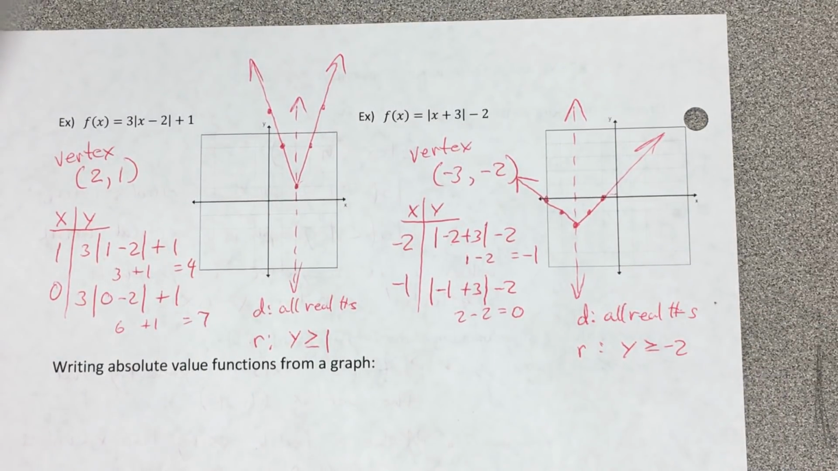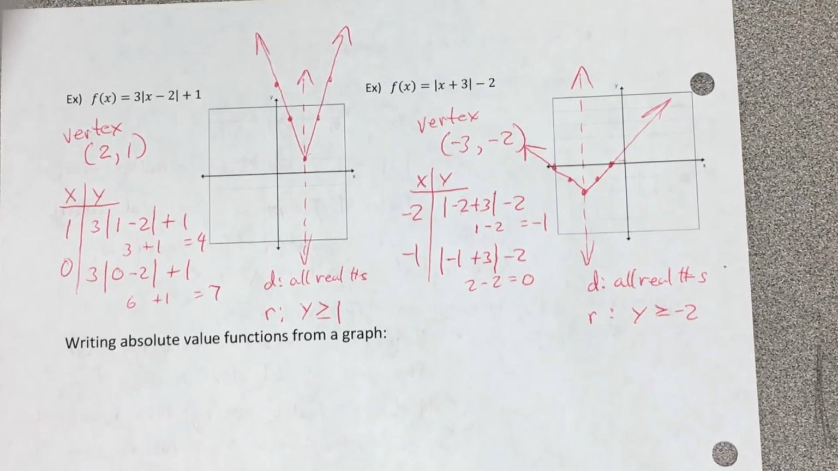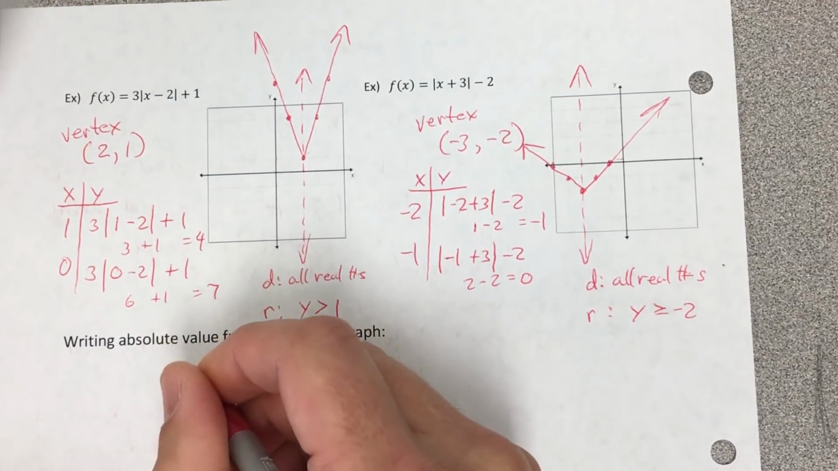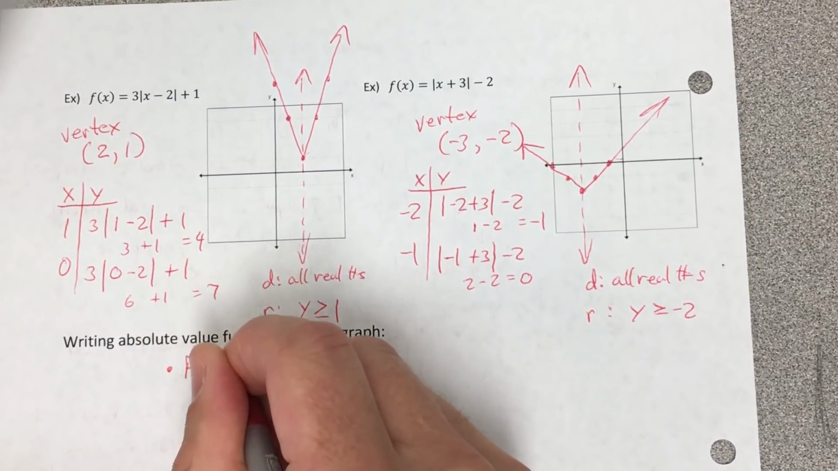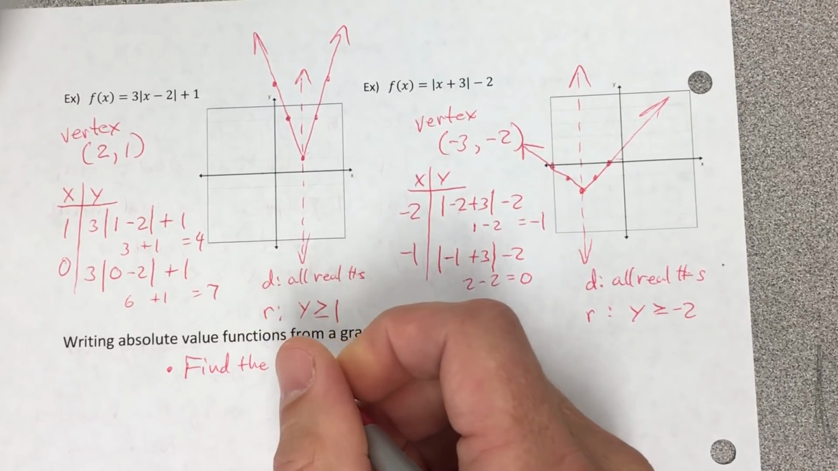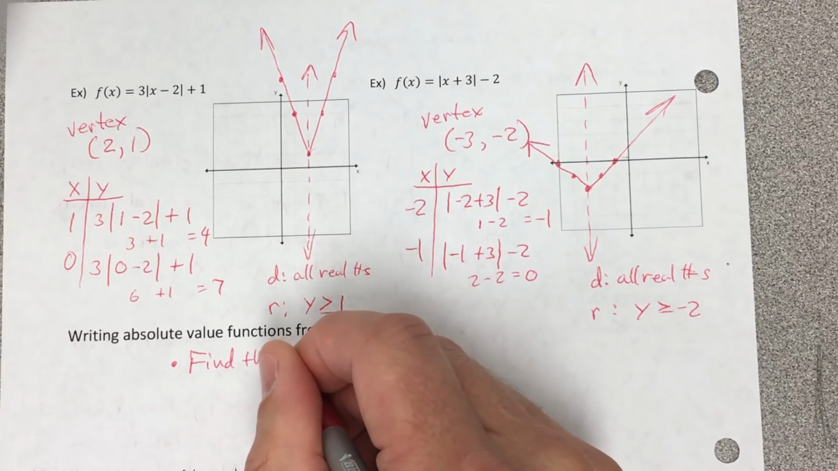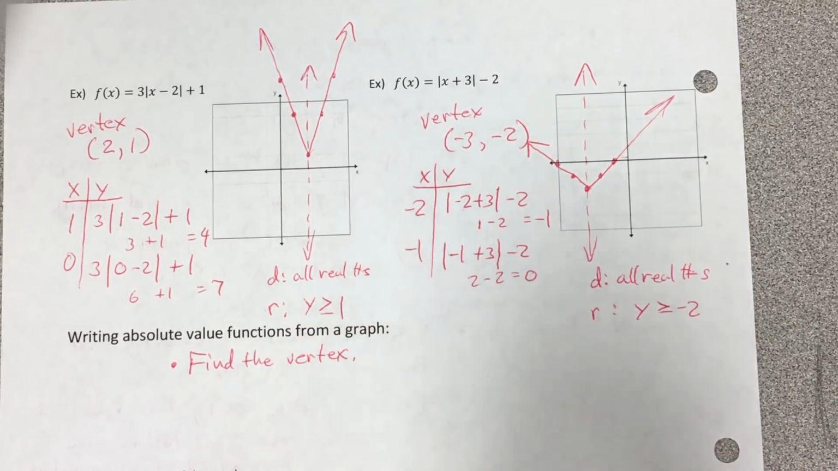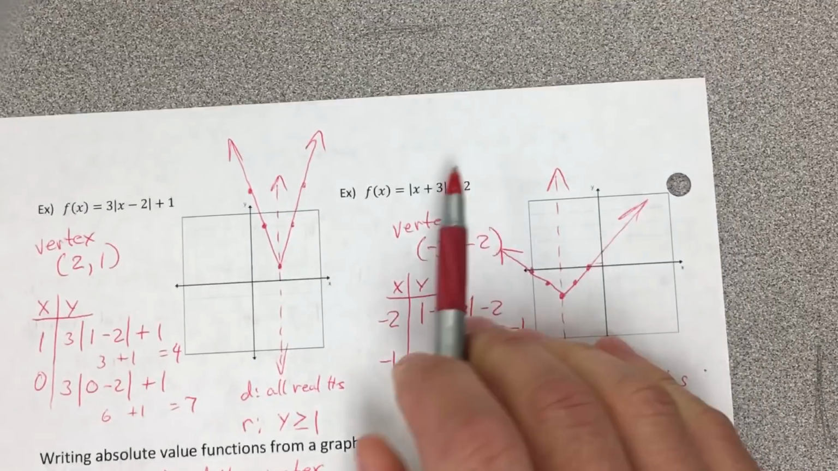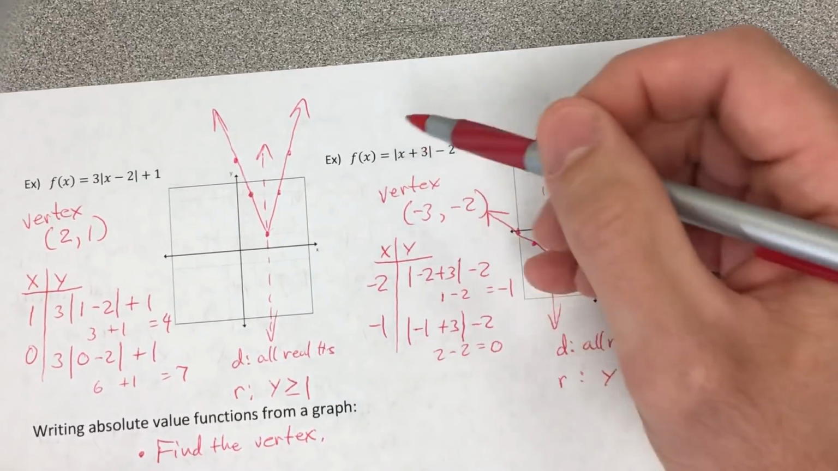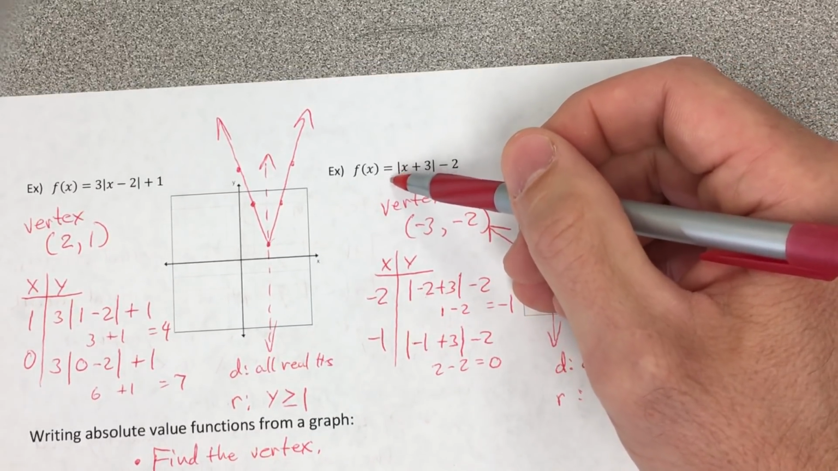All right, so now we're going to switch gears just a little bit. We're going to go backwards. We're going to write absolute value functions from a graph, which is pretty cool. The first thing you're going to do is find the vertex, because that gives you the soul of your absolute value function. That'll be half the battle, because your vertex tells you these components of your equation. But then the next thing is you always have some A value out front.